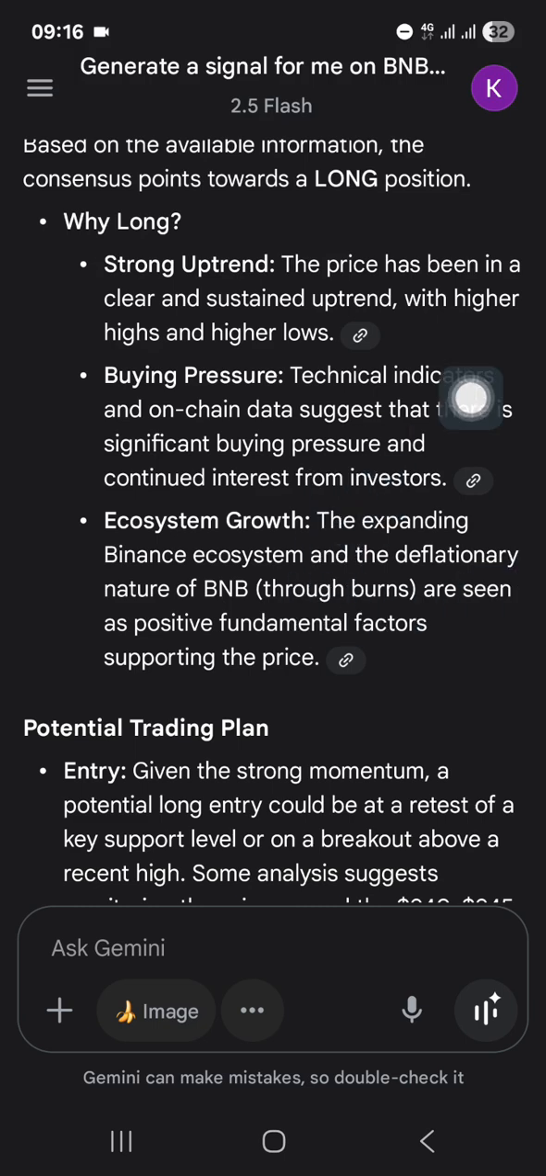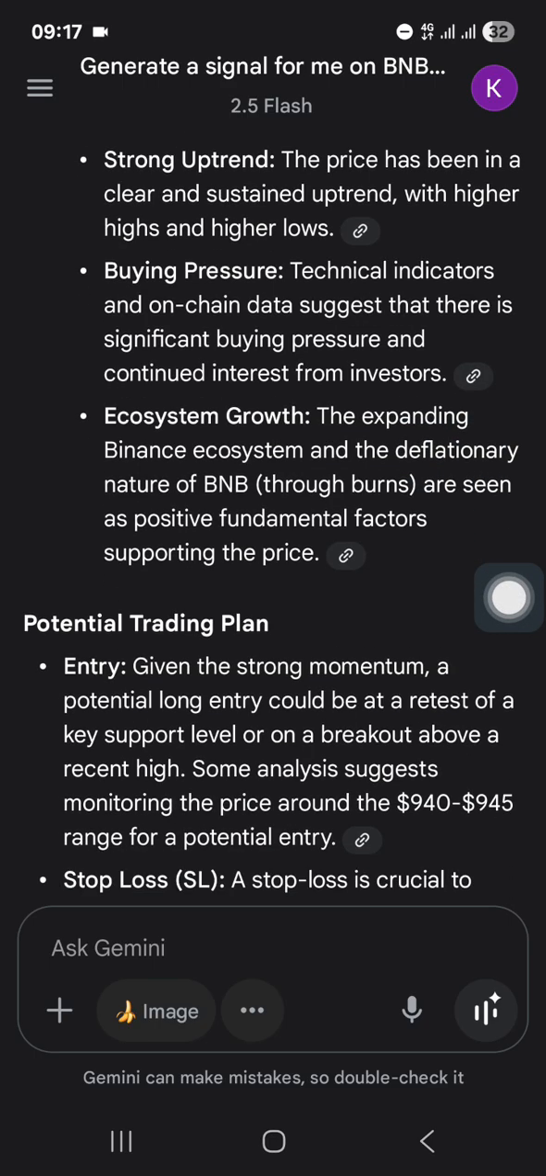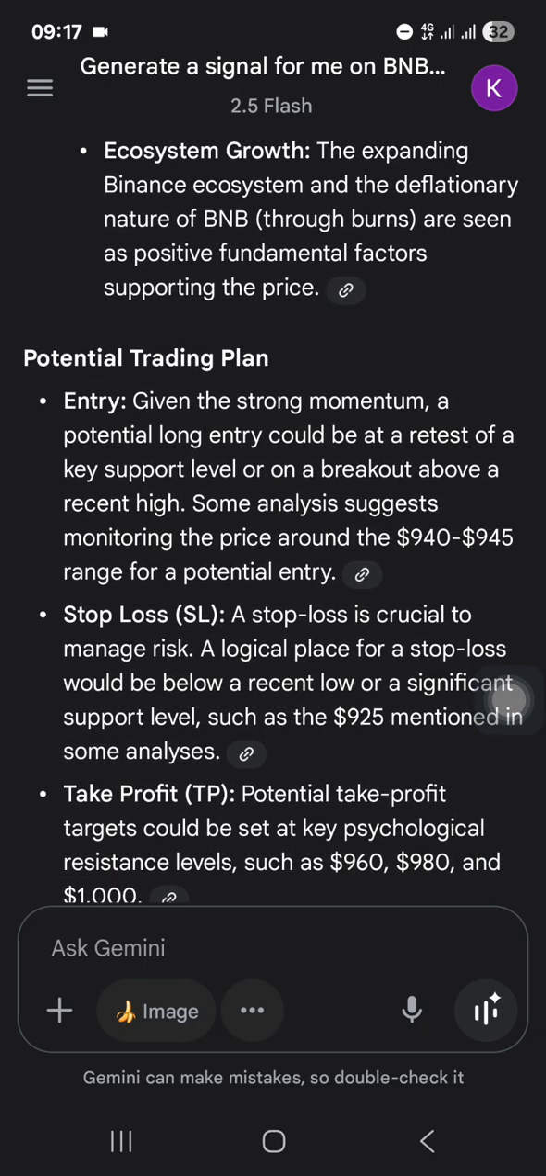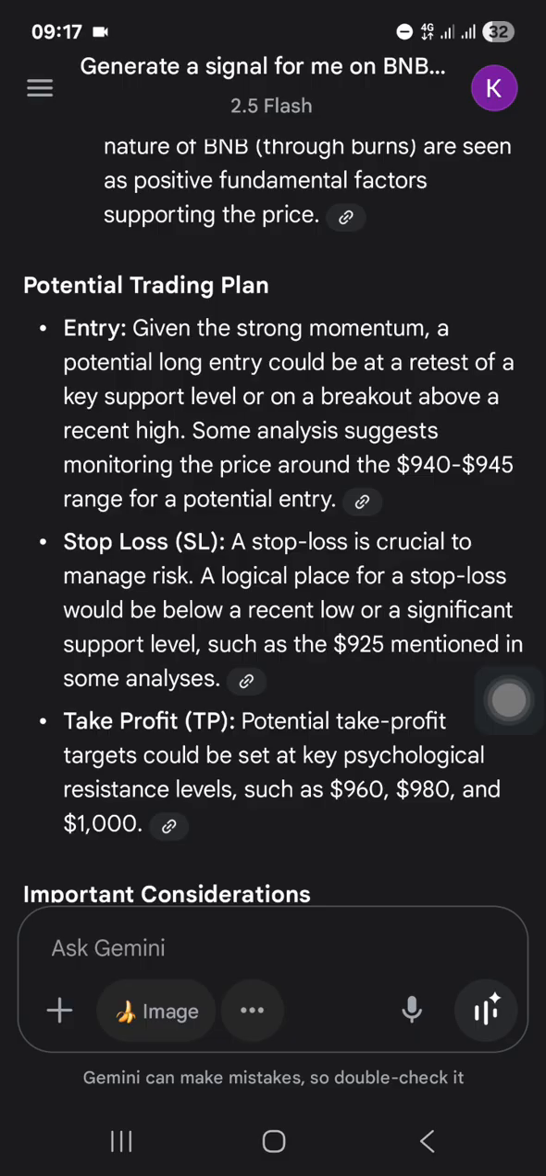Buying pressure, technical indicators and on-chain data suggest that there is significant buying pressure and continued investor interest. Ecosystem growth, the expanding Binance ecosystem and the developing nature of BNB are seen as positive fundamental factors supporting the price. Now it's telling me a potential trading plan. Entry, given a strong momentum, a potential long entry could be at a retest of a key support level or a breakout above a recent high. Some analysis suggests between 940 to 945 you can enter.